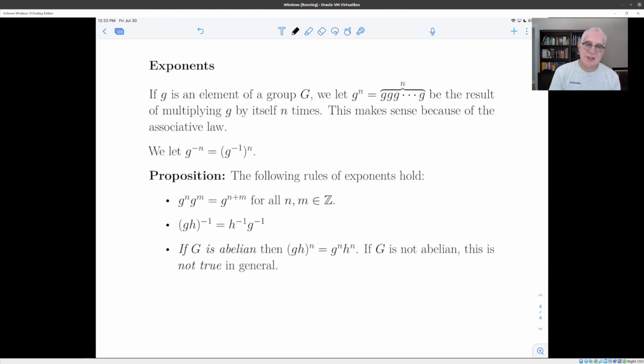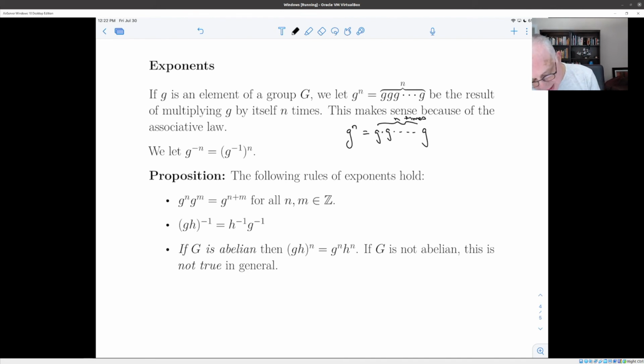And finally, this is more or less just a notational trick. I'm not going to work it out in painful detail, although I probably should. But we can use exponents when we work with groups. When we write g to the n, we mean g times g times g, n times. That makes sense because of the associative law. No matter how you group those g's, you get the same answer.